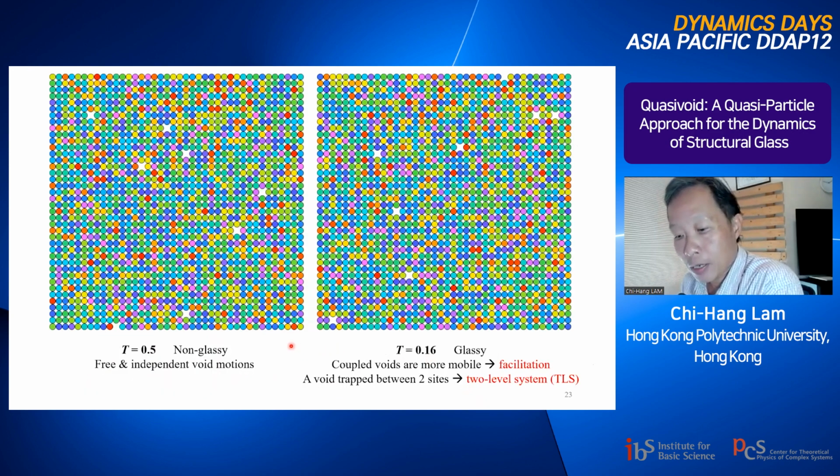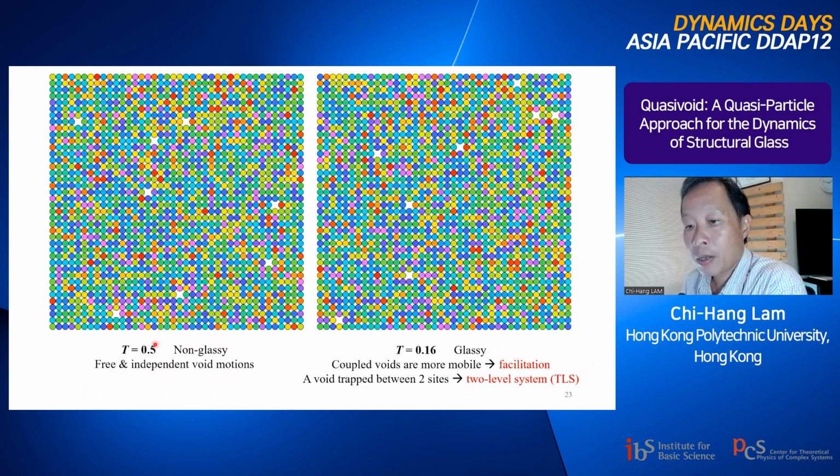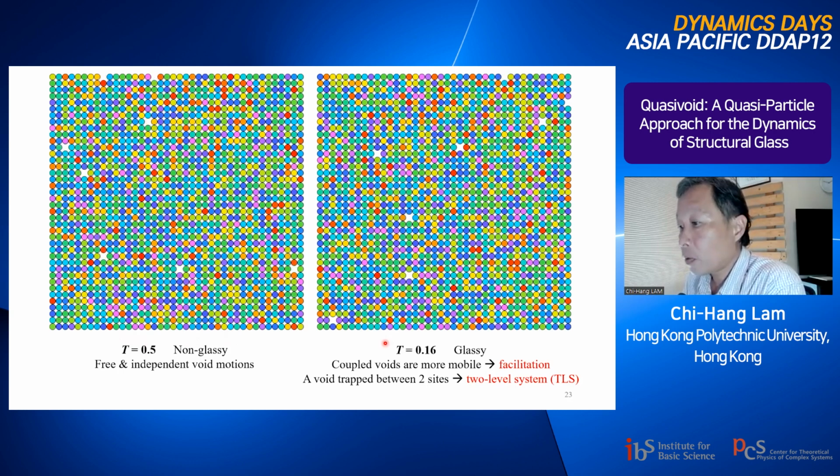Now, this is high temperature simulation. What we see is that the voids are free to move. So it is a simple lattice gas when thermal energy can overcome the bond energy. But at very low temperature, the particle pairings like to be the stable ones. So the voids cannot easily move, and these voids are trapped within one site or two sites at most.